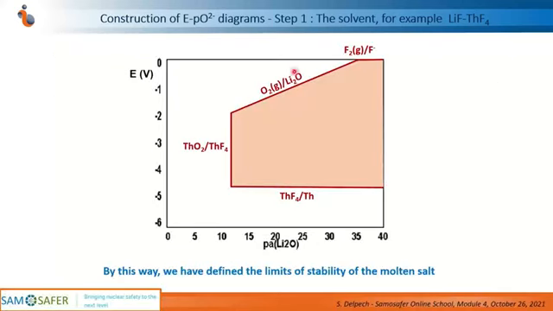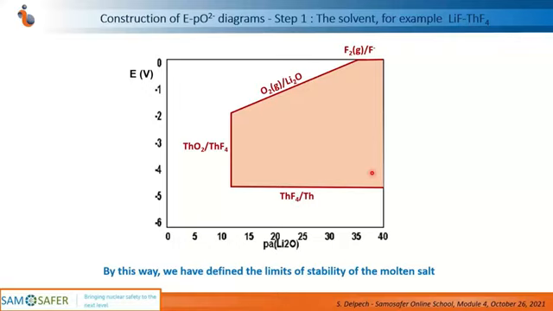Now we can do the construction of the stability domain of our salt. Here we have the fluorine gas evolution. Here the oxidation of oxide to oxygen. The cathodic limit corresponds to the reduction of thorium-4 to thorium metal. And here we have the precipitation of thorium oxide. In this way, we have defined the limits of stability of this molten salt.